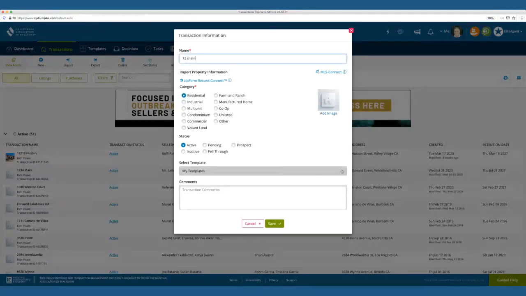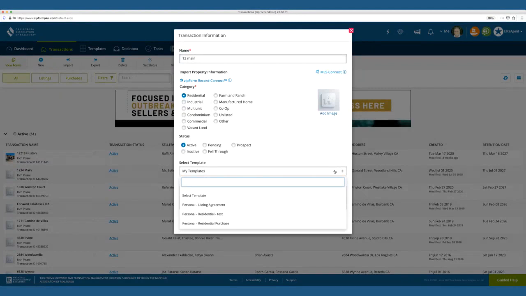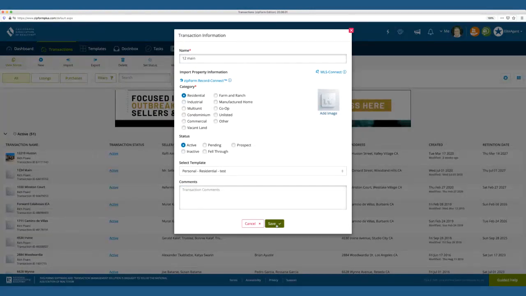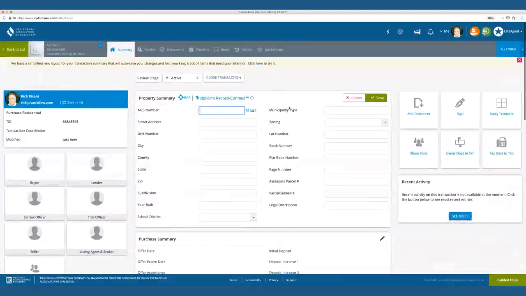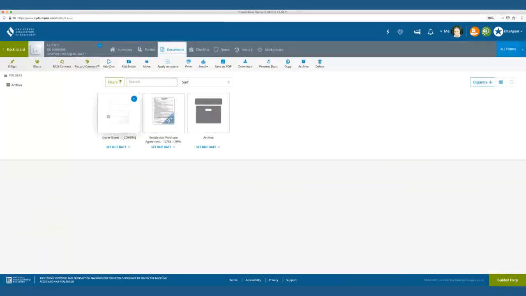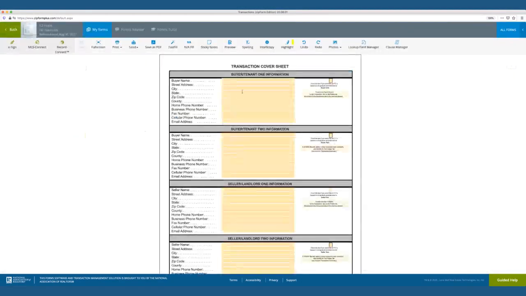Residential. And then you have this choice to choose a template to put together, and you choose the one you just did, and then you hit save. So now you have your new transaction, and in it you have those documents that you've put in there. Now, if you've added all the TDS or all of those required documents, they will all be here. And whatever information you put in here will be transmitted over to the new document.